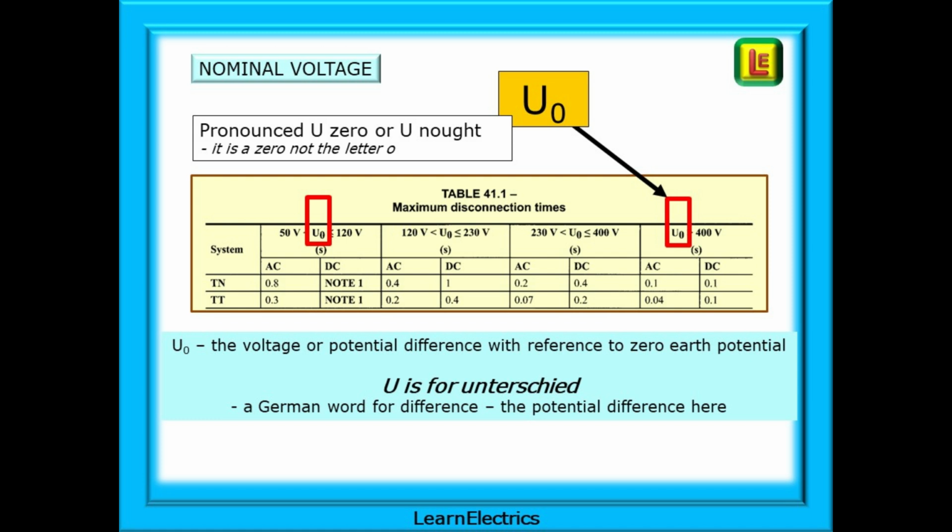The nominal voltage can also be shown as U0. It is a number 0, not a letter O. Calling it UO is wrong. U0 is the voltage or potential difference with reference to zero or earth potential. U is for Unterschied, and this is a German word for difference, the potential difference here to zero.